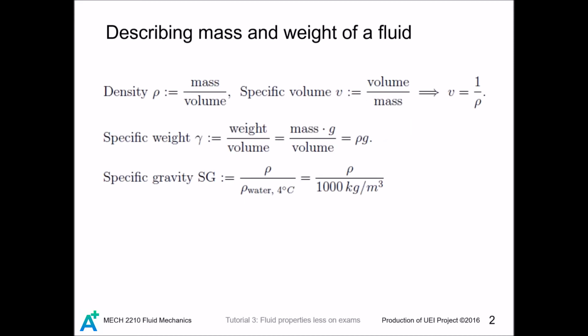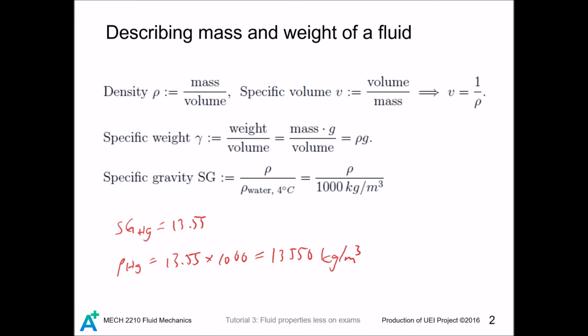Here are the definitions related to density, specific volume, specific weight, and specific gravity. In fact, these quantities are interrelated. If you know one of them, we can know all the other three. For example, if we know the specific gravity of mercury equals 13.55, then we can calculate the density of mercury equals 13.55 times 1000 equals 13550 kg per meter cube.